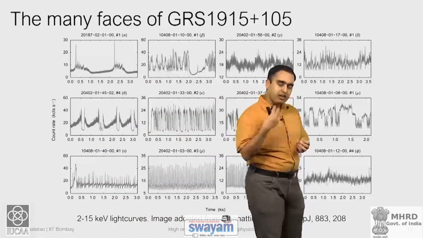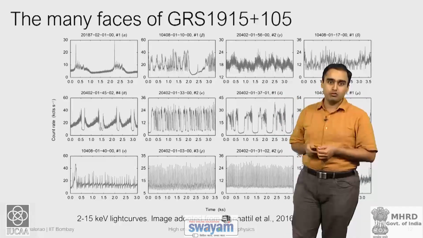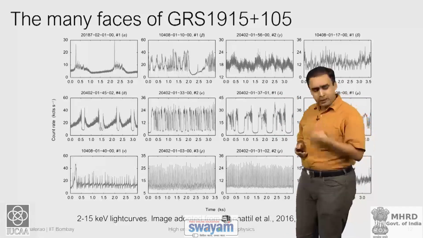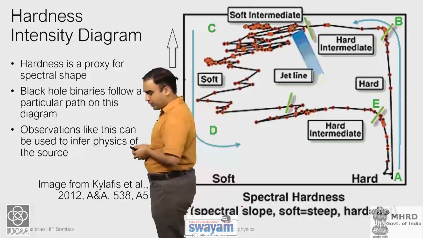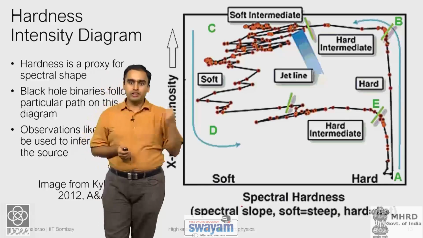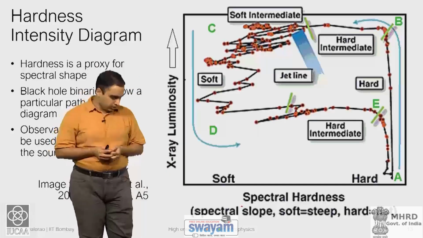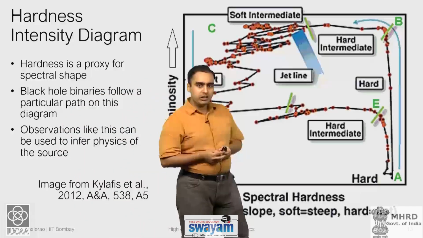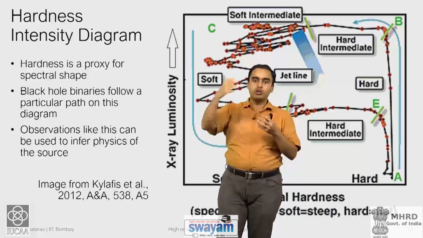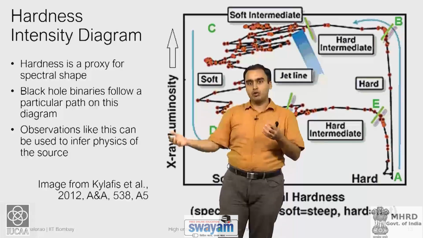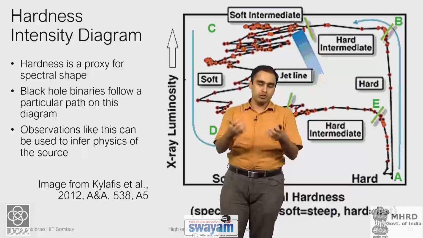So, it is a very rich field to just study this and try to understand what exactly is responsible for these kind of variations. There is some progress about this, and in general we see that black holes actually follow this kind of path on something called the hardness intensity diagram. Okay. So, as I have said here, hardness is a proxy for spectral shape. So, I cannot always go and get a full detailed spectrum of a black hole, that requires me to have a lot of time on a large telescope, which may not be feasible.